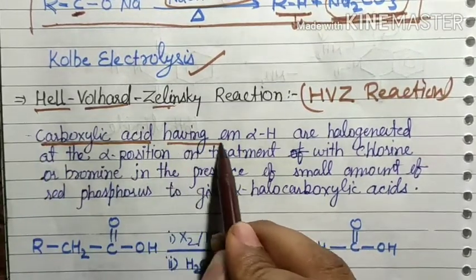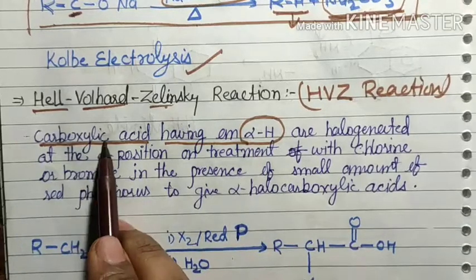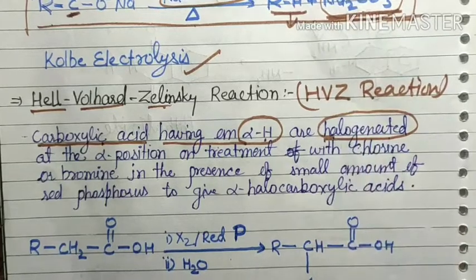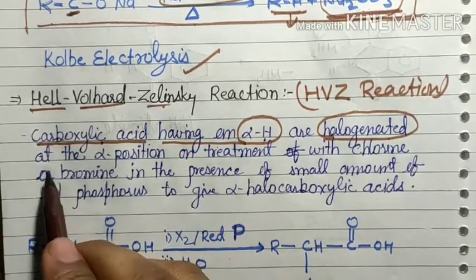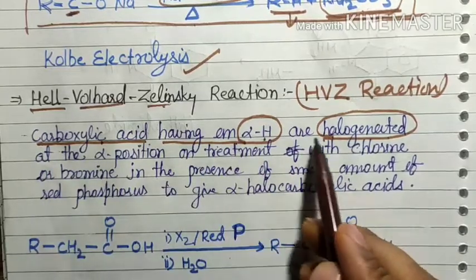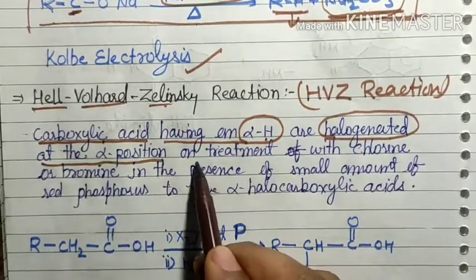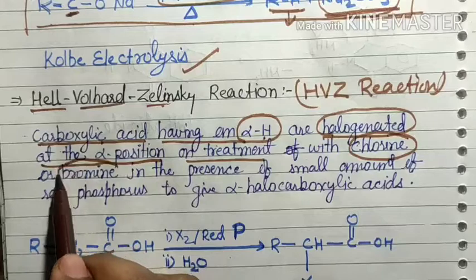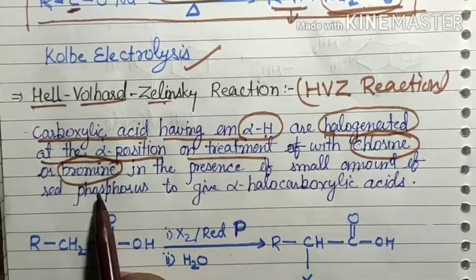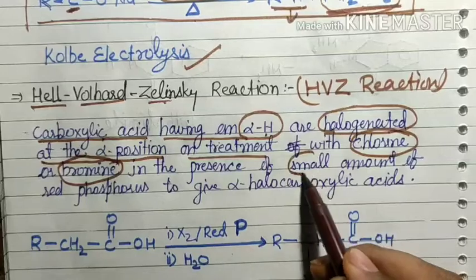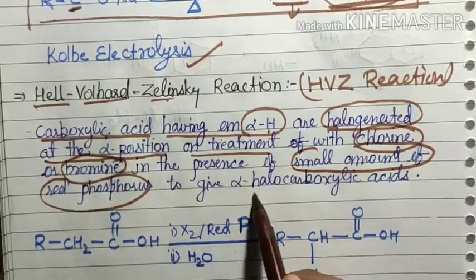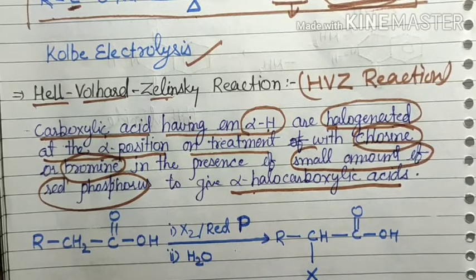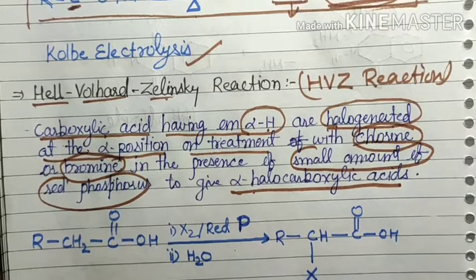Carboxylic acid having an alpha hydrogen. This is a condition. Carboxylic acids having an alpha hydrogen are halogenated. Halogenated means addition of halogen at the position of alpha hydrogen. So carboxylic acids having an alpha hydrogen are halogenated at the alpha position on treatment with chlorine or bromine. You should remember only chlorine or bromine, in the presence of a small amount of red phosphorus, to give alpha halo carboxylic acid. Alpha halo carboxylic acid means halogen atom joined at the alpha position.